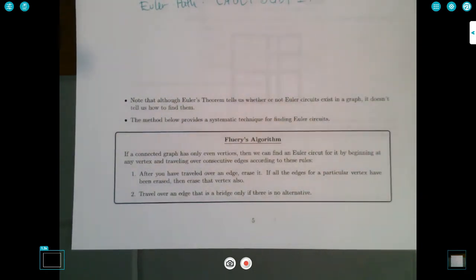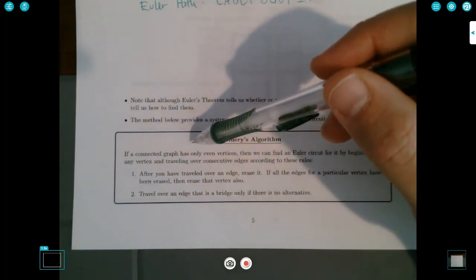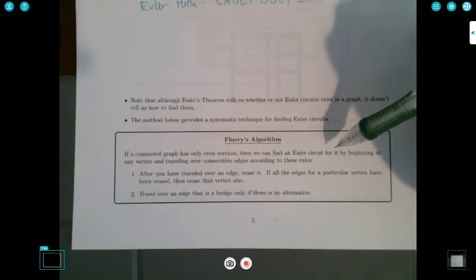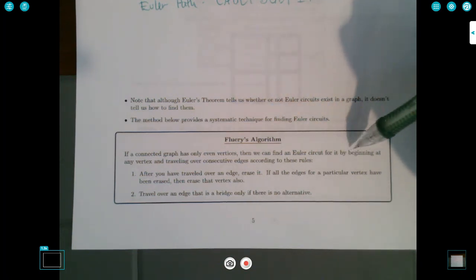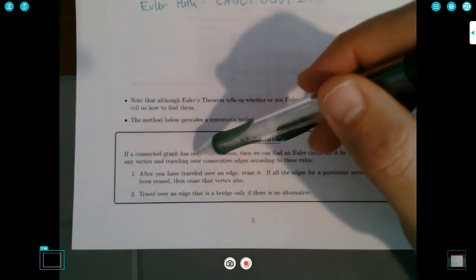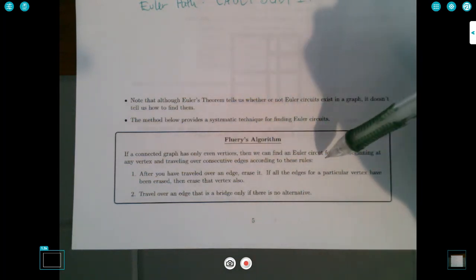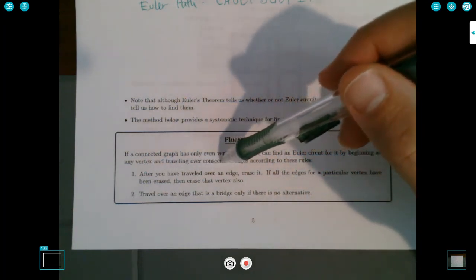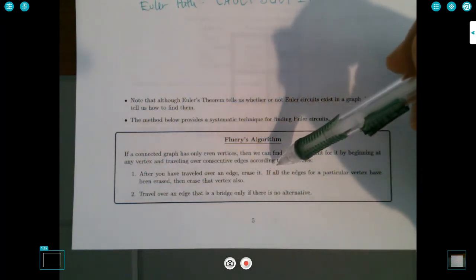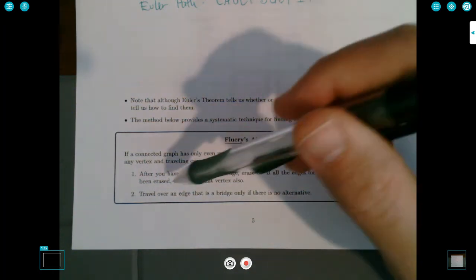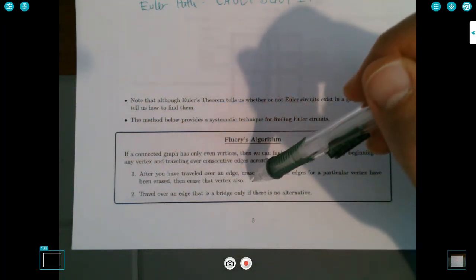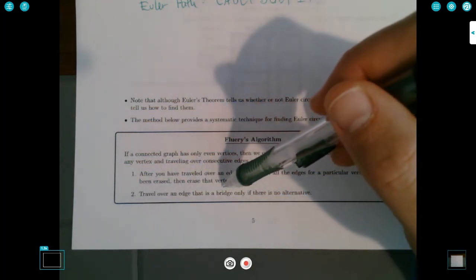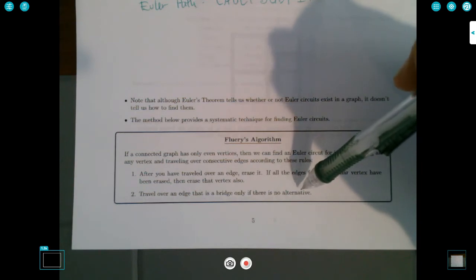Okay, Flurry's algorithm. So if a connected graph has only even vertices, then we can find an Euler circuit for it, right? Obviously. But the way that we do that is by beginning at any vertex and traveling over consecutive edges according to these rules. So these are the rules. Rule 1, after you have traveled over an edge, erase it. If all the edges for a particular vertex have been erased, then erase that vertex also. And then number 2, travel over an edge that is a bridge only if there is no alternative.